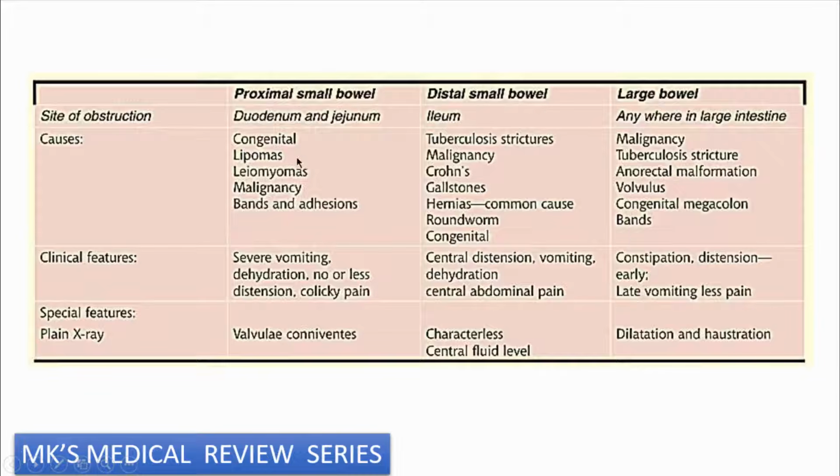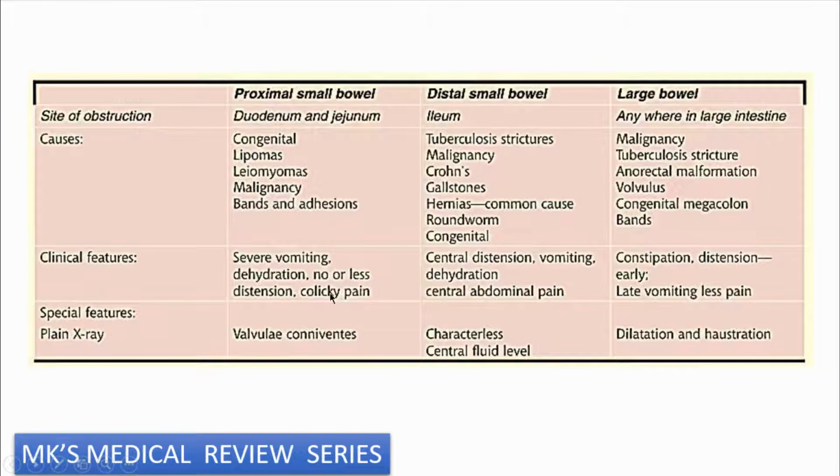And then clinical features: in proximal small bowel, you have severe vomiting, you have dehydration, and there is no or very minimal distension and colicky abdominal pain. Then if it's affecting the ileum, there's going to be central distension, vomiting, some dehydration, and also central abdominal pain, so periumbilical pain. And then in large bowel, there's going to be constipation. Distension is a very early feature, so it's markedly distended. There's obviously going to be vomiting, which is a late feature, okay?